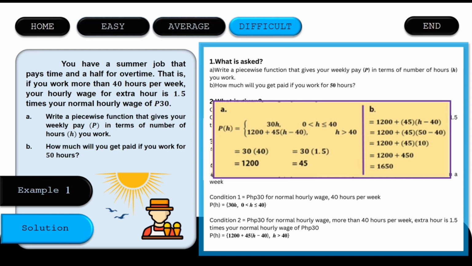Ngayon naman ay sagutan natin ang tanong sa letter B. How much will you get paid if you work for 50 hours? Since the number of hours is 50, that is H is greater than 40. Pwede natin gamitin ito. 1,200 plus 45 times the quantity of 50 minus 40. Substitute lang natin yung 50 sa H. And by performing the given equation, 50 minus 40 is 10. Bring down lang, yung equation natin ay 1,200 plus 45 times 10. Multiplying 45 and 10 is 450. And by adding them sa ating 1,200, ang final answer na natin ngayon for letter B is 1,650.